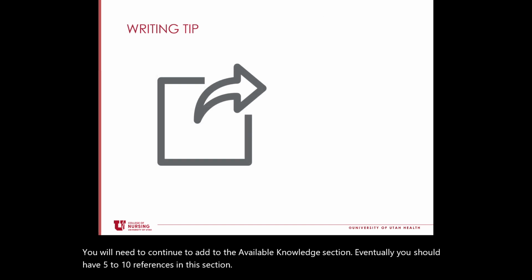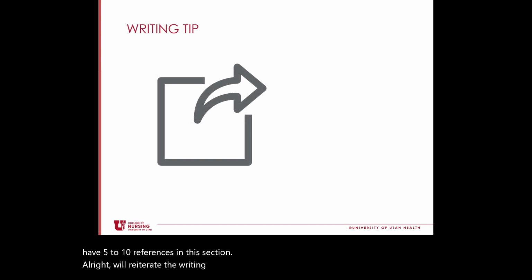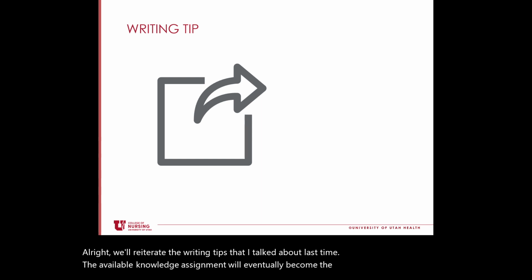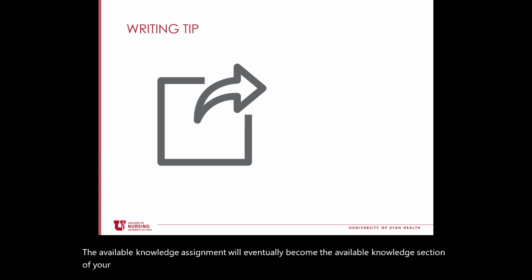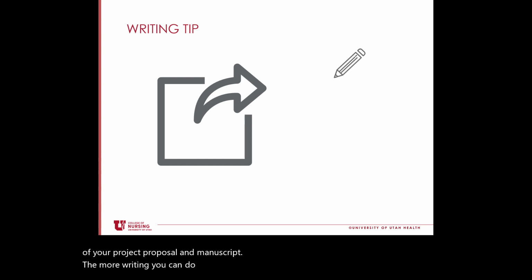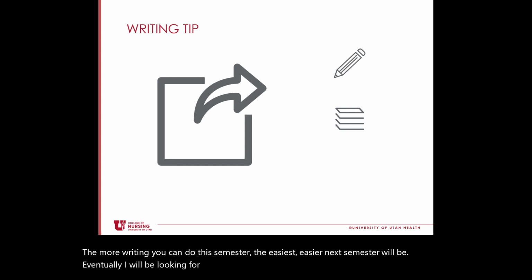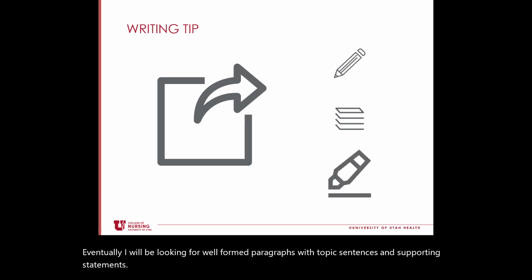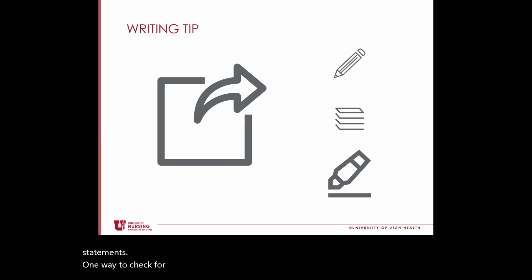I will reiterate the writing tips that I talked about last time. The available knowledge assignment will eventually become the available knowledge section of your project proposal and manuscript. The more writing you can do this semester, the easier next semester will be. Eventually, I will be looking for well-formed paragraphs with topic sentences and supporting statements. One way to check for well-formed paragraphs is to do reverse outlining.